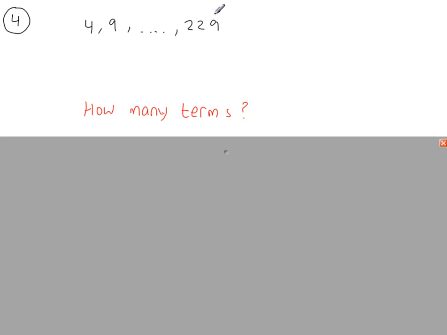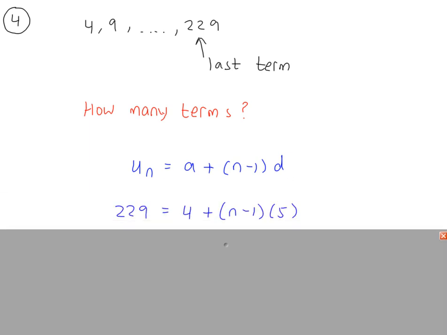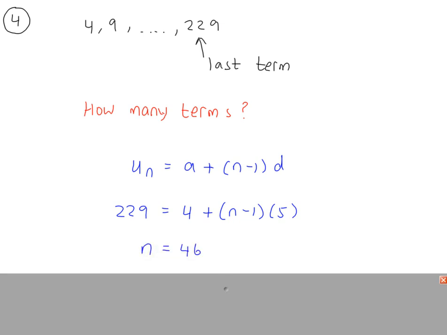Our focus should be on the last term. This is the term that will reveal the number of terms in the sequence. We have the nth term formula, and we substitute values in that we know. The last term is 229, a is equal to 4, and the common difference is 5. We're looking for n. The n here will give us the n value for the last term, which is the number of terms in the sequence. So we solve and we get 46.